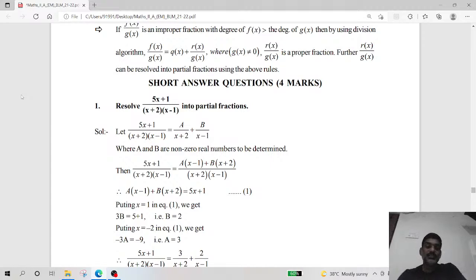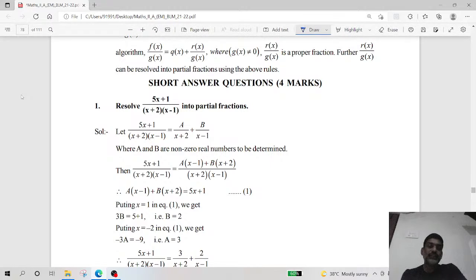How do we write this? Here the degree of the denominator is 2 and the degree of the numerator is 1. So we are splitting it like A divided by x plus 2, plus B divided by x minus 1. So take the LCM first.